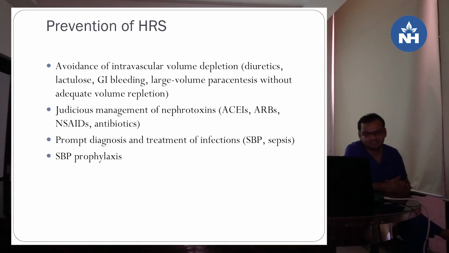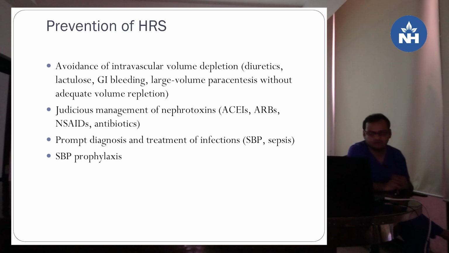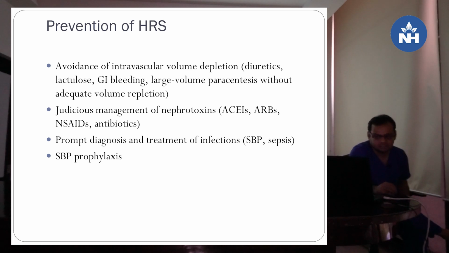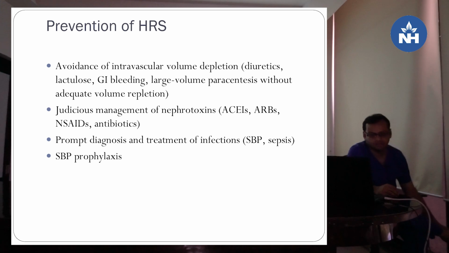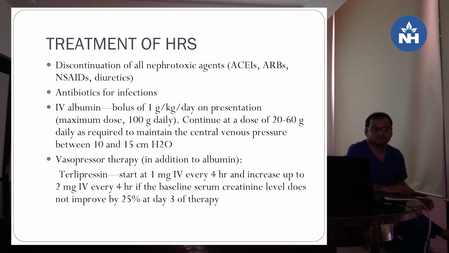Now, prevention of HRS: avoidance of intravascular volume depletion, judicious management of nephrotoxins, prompt diagnosis and treatment of infection, and SBP prophylaxis. Now, treatment: discontinuation of all nephrotoxic agents, antibiotics for infection, and IV albumin, 1 gram per kg per day bolus on presentation, continued at a dose of 20 to 60 grams daily as required to maintain central venous pressure between 10 to 15 cm of H2O.